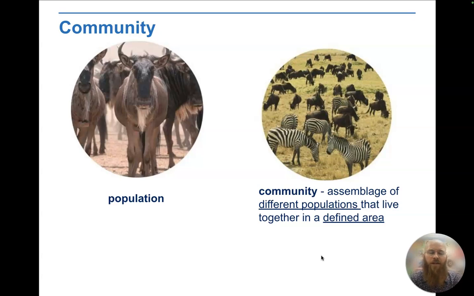And so I would take that population, again, same species in the same area, and if I were to take all of the different populations, so like, for example, not just the wildebeests, but also water buffalo and zebras and any other species that are living together in a defined area, we call that collection of different species all living together a community. So at the community level, we start to include different species of organisms.